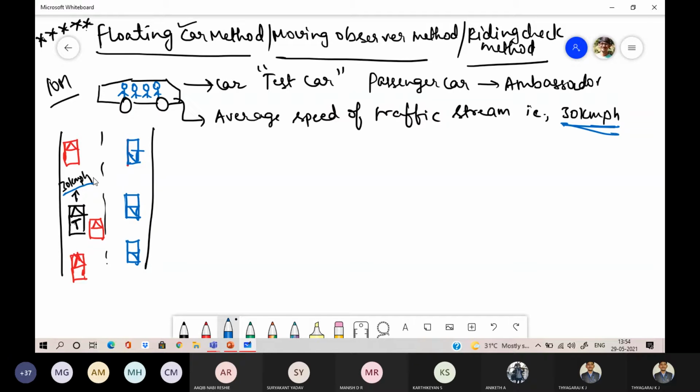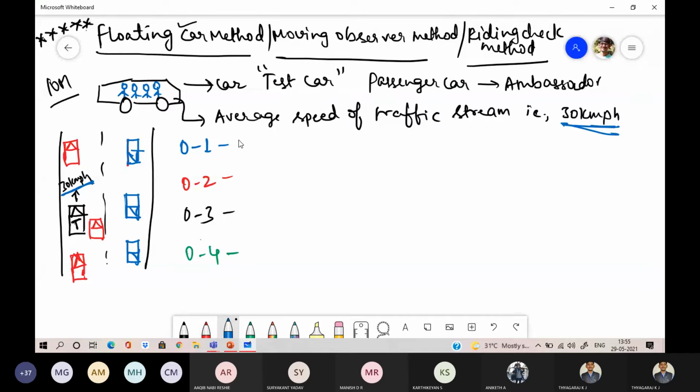The test car will be moving at 30 kmph, which resembles the floating condition, and there will be 4 observers: observer 1, observer 2, observer 3, and observer 4. I will tell what the functions of these observers are, and what they will be noting down.